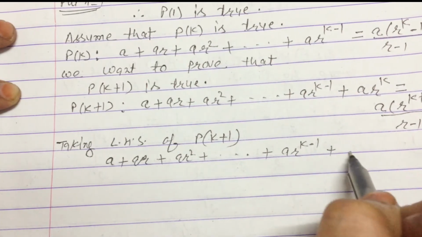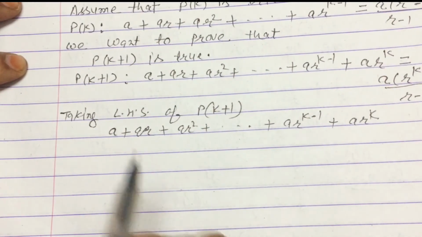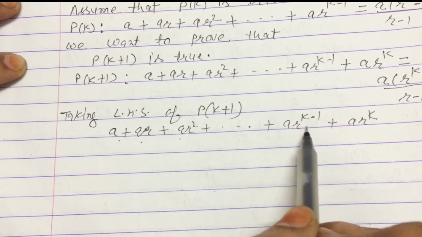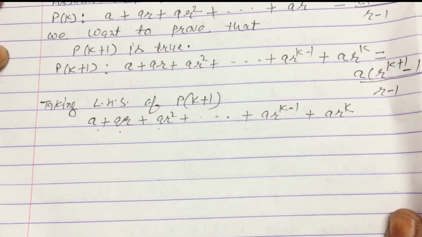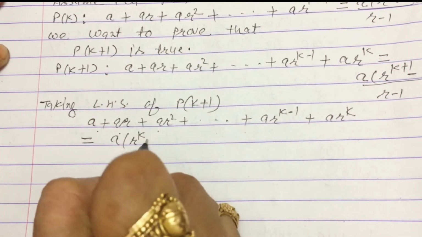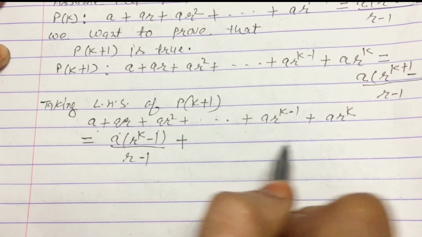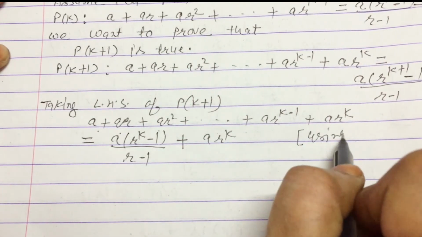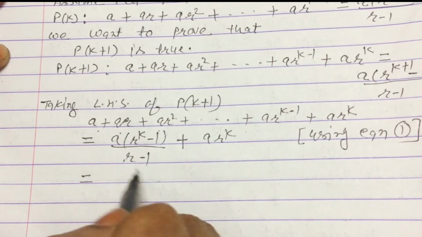a r raised k minus 1, and here a r raised k, okay. And now substitute the value of a plus a r square up to a r raised k minus 1 from equation first, okay. And it is equal to a into r raised k minus 1, and here r minus 1. Okay, and now write the next term. Okay, and here you can write using equation first. Okay, and now solve only.